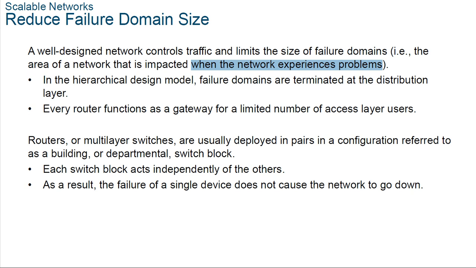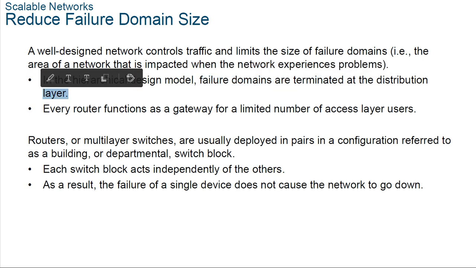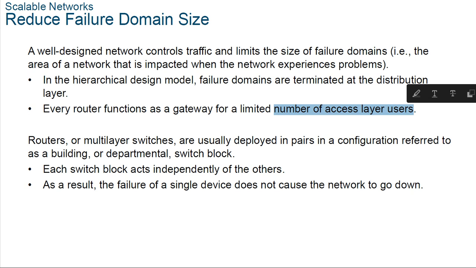Okay. In the hierarchical design model, failure domains are terminated at the distribution layer, so that you have access. Each access, for example, one of the switches managing 2 or 3 VLANs. Then you have multiple switches. So if one of the switches fails, another switch can still serve other VLANs. Every router functions as a gateway for a limited number of access layer users. If, let's say, one of the routers fails, it doesn't affect other routers.